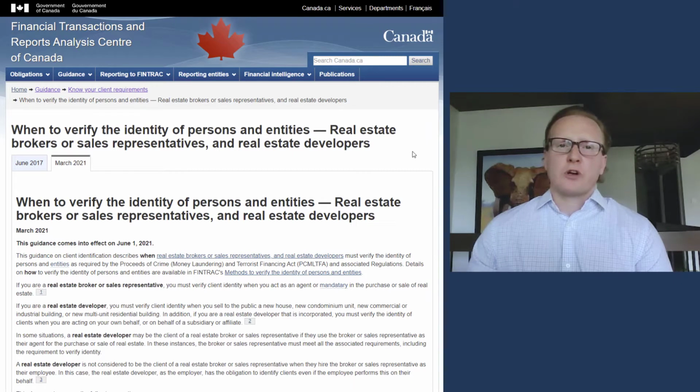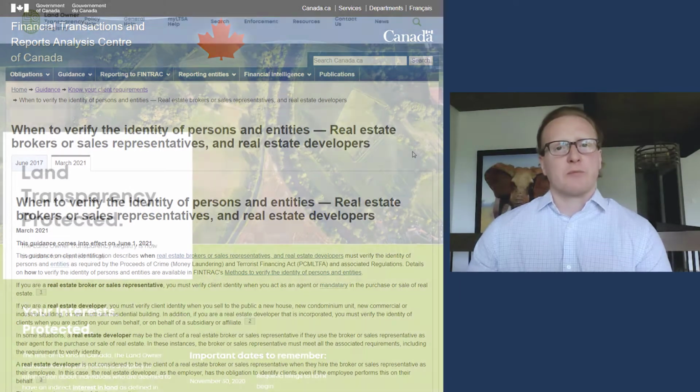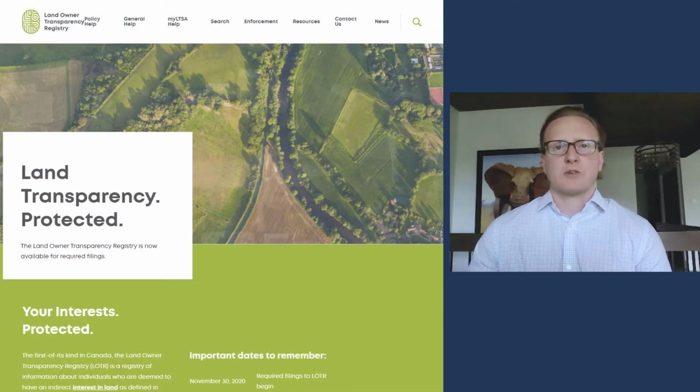As part of your Know Your Client responsibilities under PCMLTFA, you must ensure that the information your client provides you with corresponds with their identification documents and other information sources like BC's new Landowner Transparency Registry, land title records, and the corporate registry where appropriate.